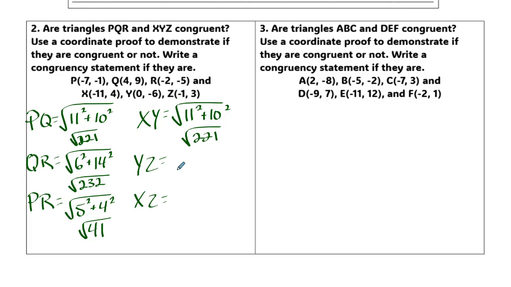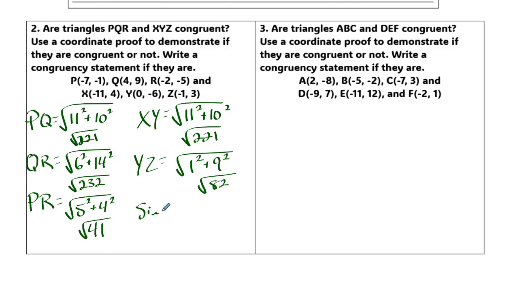From Y to Z, 0 to, or sorry, negative 1 is just 1. And then negative 6 up to 3 is 9. So we square those two, and we get that is the square root of 82. And you notice that that doesn't show up anywhere here. So actually, I'm not even going to finish this. I know that these triangles can't be congruent because that side is not congruent to any of these three sides, which is exactly what I'm going to say.